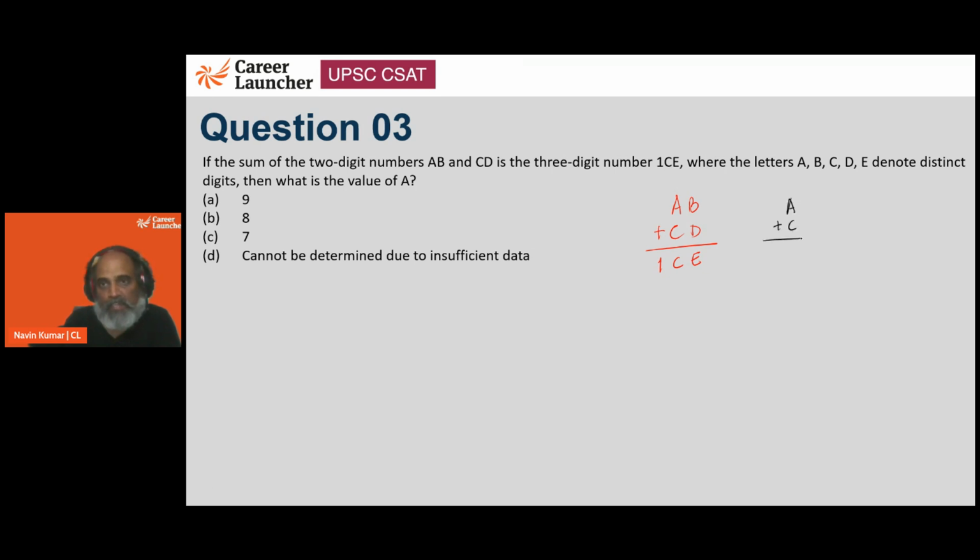But A plus C, if it ends in C with a 1, this is only possible if A is going to be 9 and there was a carry before it, so that we will have 10 plus C as 1C. C is, let's say, 3. So 9 plus 1, 10, 10 plus C, that is 10 plus 3, 13. So that means B plus D will give us something more than 10. Then only there is a carry over there. So the value of A is going to be 9.